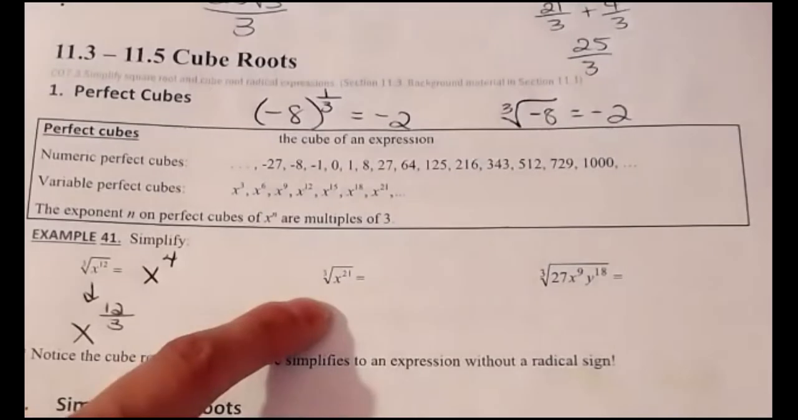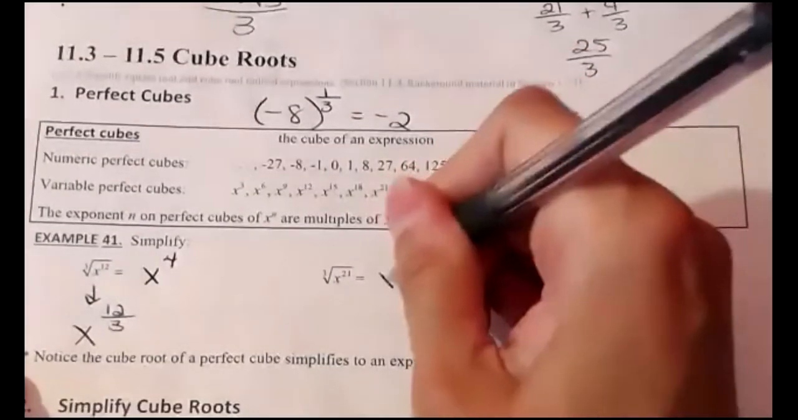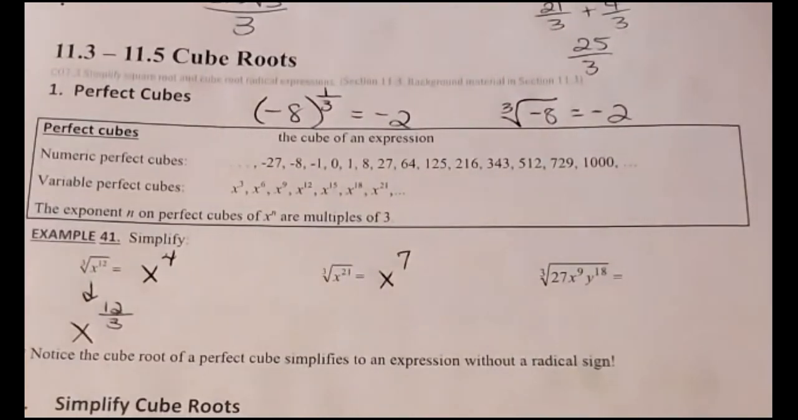What will we get from our second expression? This is a cube root of x to the 21st power. Would it be 7? Yes. So the expression itself would be x to the 7th. So make sure that you're saying the base and then with that power.